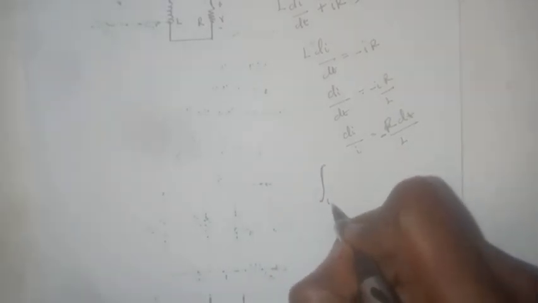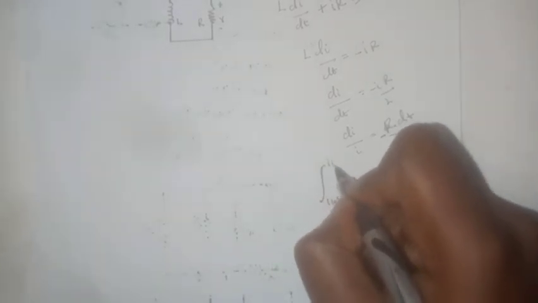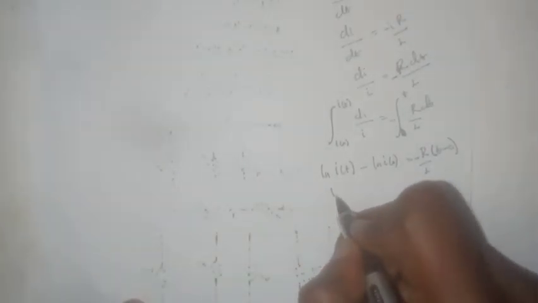over I naught to i of t, so the di over i, and we integrate this over 0 to t, minus R t over L. We arrive at ln i of t minus ln I naught equals minus R over L into t minus 0, and this will give us ln i of t over I naught equals minus R t over L.